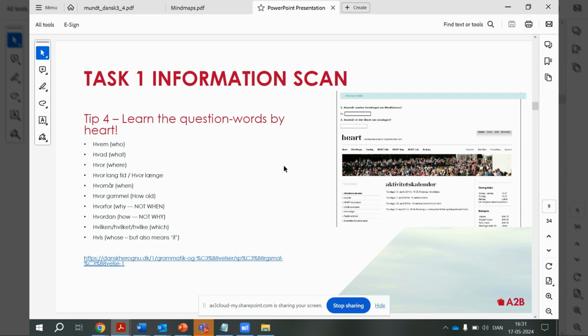The fourth tip is that you really need to understand the question words: hvem, hvad, hvor, and so on. If you're at a point where you struggle with remembering what hvornår means, now's the time to really learn that. I have included a link for a free exercise you can do to try out these question words. I recommend you do that. They are also here in the slideshow.